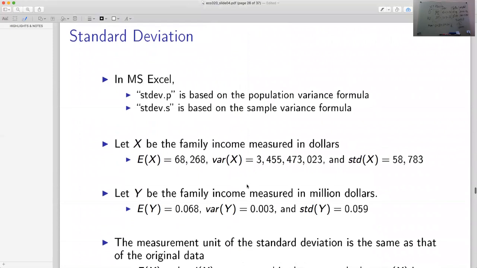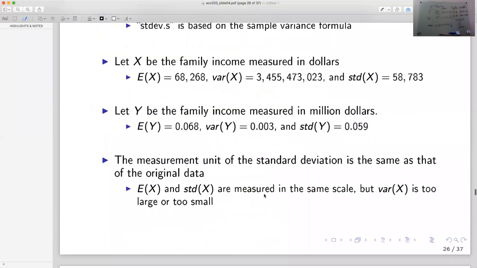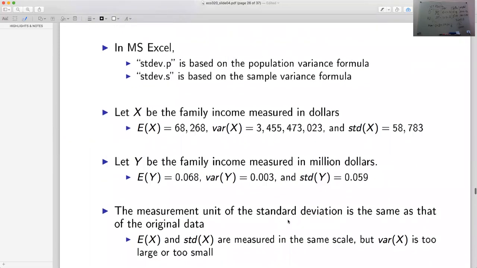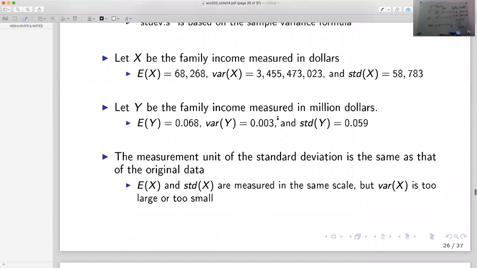So this is how you can do it in Excel, etc. If this is the average and this is the variance, this is the standard deviation. Standard deviation is calculated by the square root of this number. Some examples.